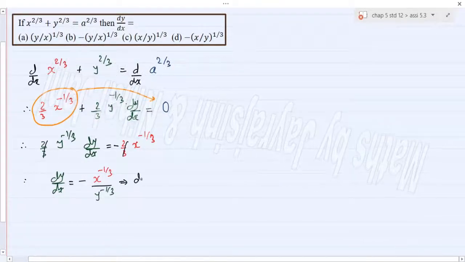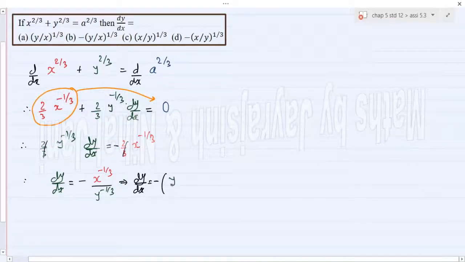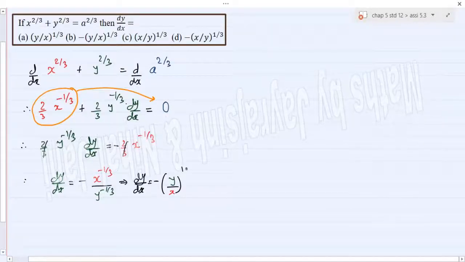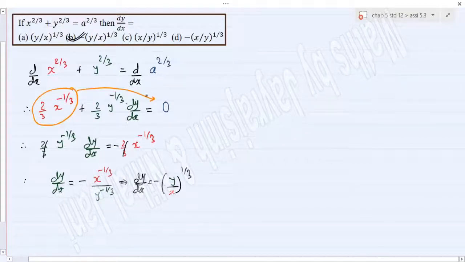Or we can say your dy by dx is simply minus (y by x) whole raised to 1/3. Option B is your final answer. Ta-da!